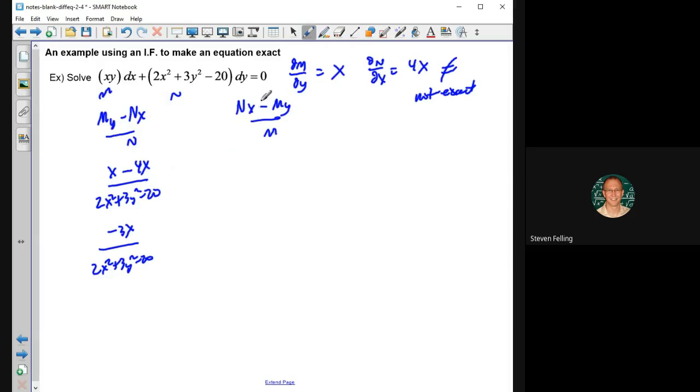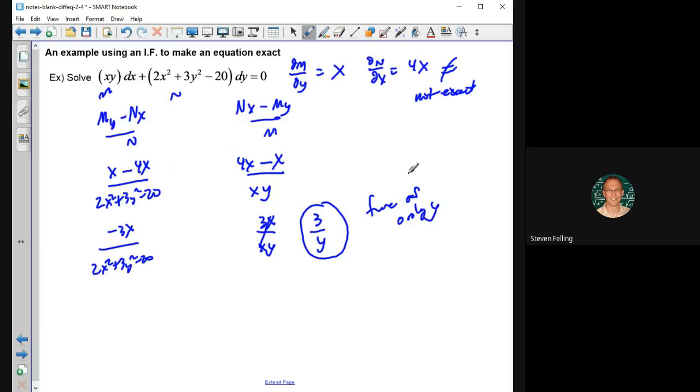But if we do the same thing over here, we get nx is 4x minus my, which is x, over m, which is xy. This becomes 3x over xy, but the x's cancel and we're left with 3 over y. This one here is a function of only y. And what that means is that right there can be the px, actually py, for an integrating factor. So we're going to build an integrating factor from that.